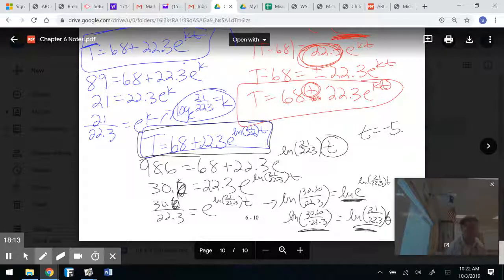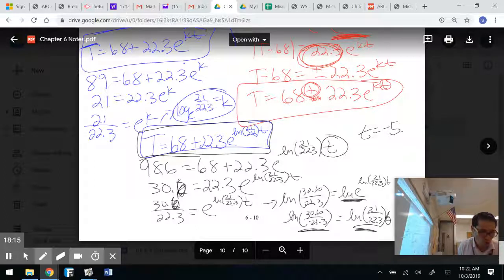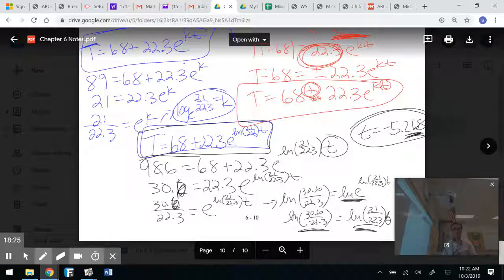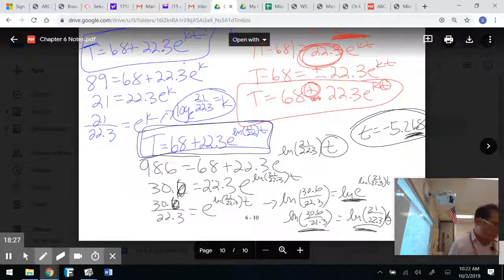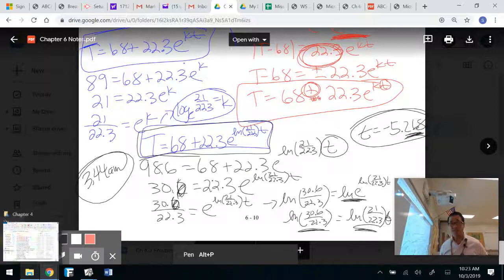I got the answer over here. What is it? Negative 5.268. So that means 5 hours ago and some change, right? I could multiply that right there by 60, right, to get how many minutes? And I've got an answer of 5 hours and 16 minutes ago, which puts us at 3:44 a.m. See if you can figure out how we got that answer.